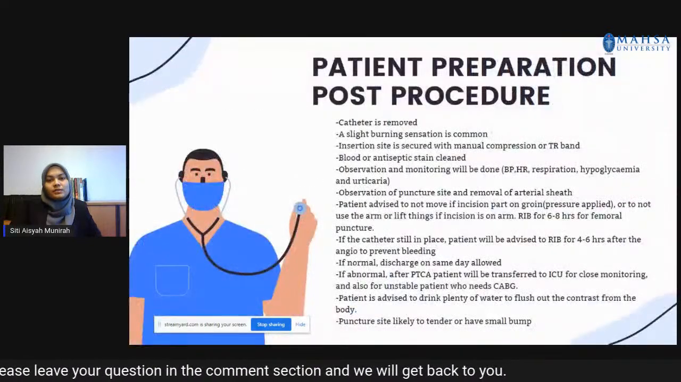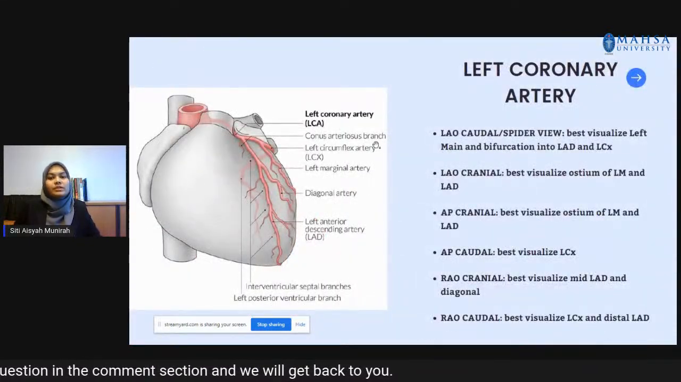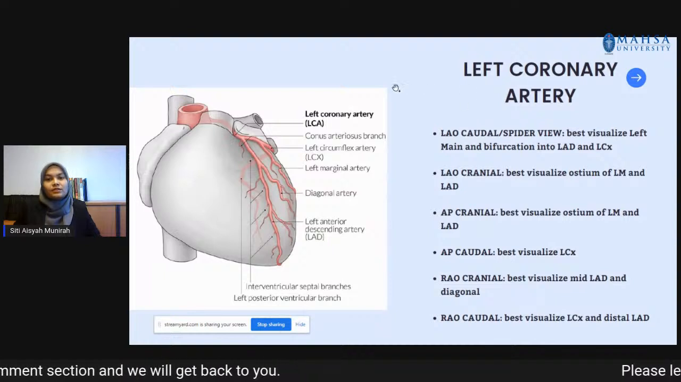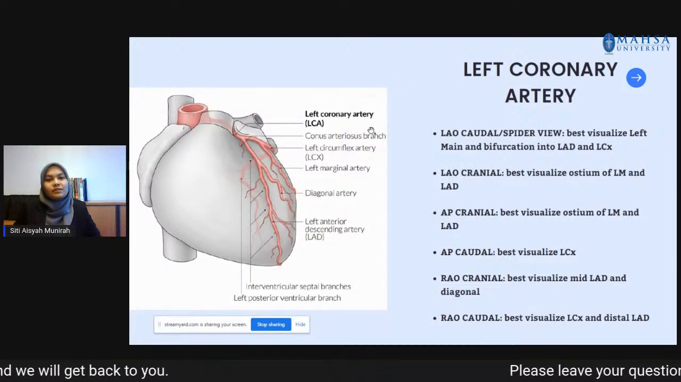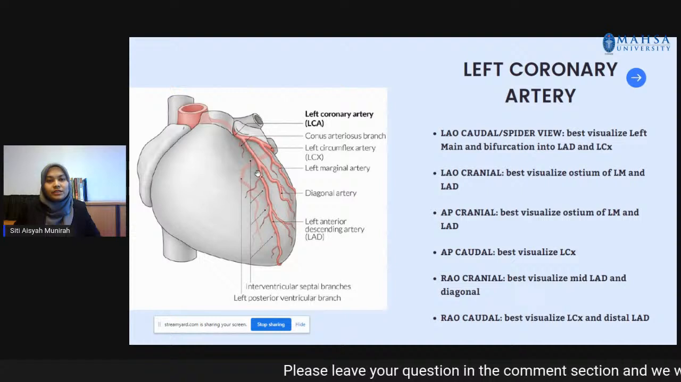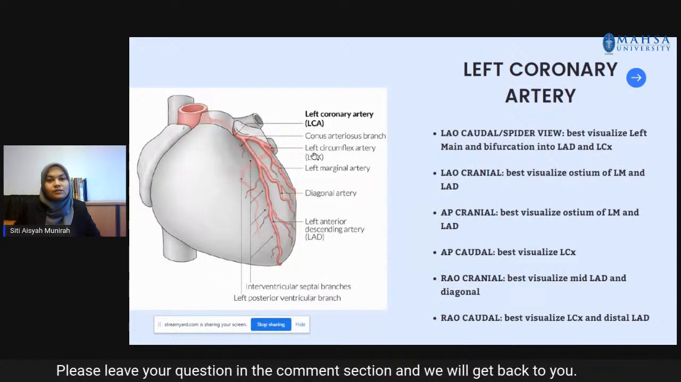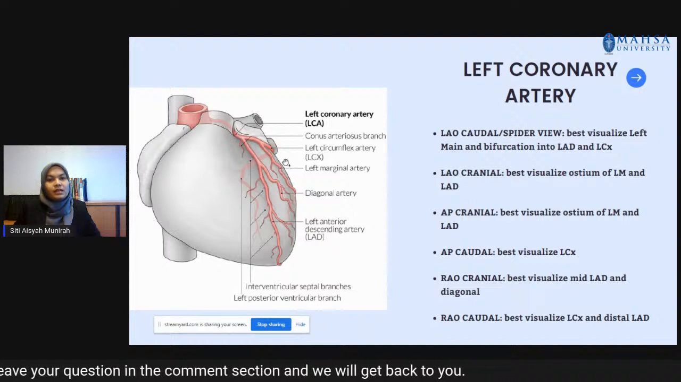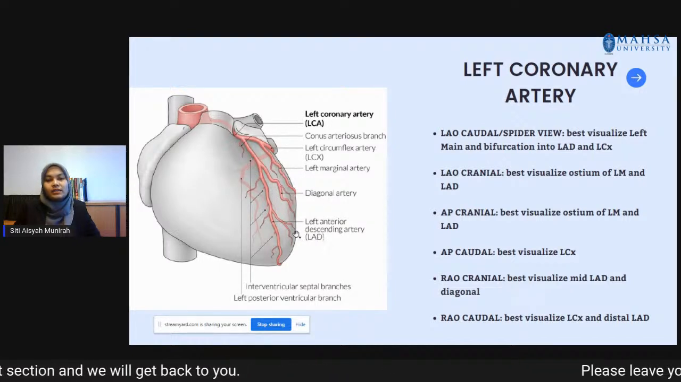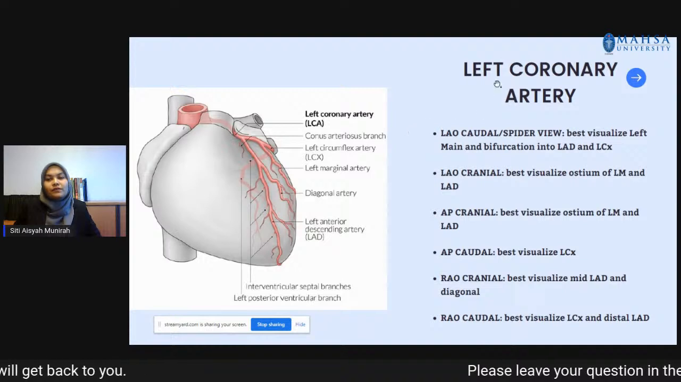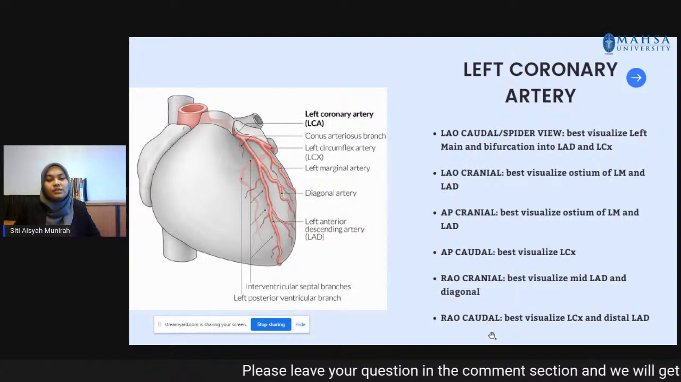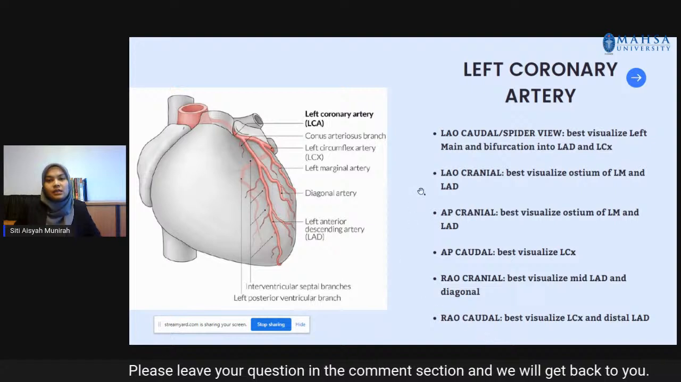Okay, next we go for the images. This is the anatomy of the heart with the left coronary artery and the bifurcation of the left coronary artery. Basically, it bifurcates into the left circumflex artery, left marginal artery, and also the left anterior descending artery of the heart. For the left coronary artery, here we have six different images listed.